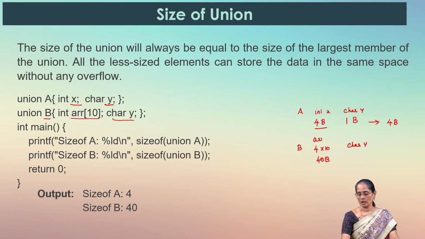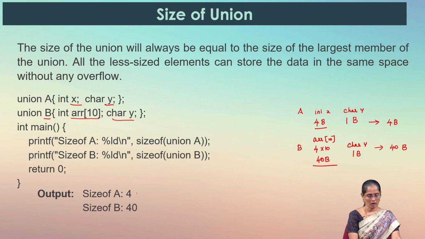So, this is arr of 10, and char y occupies 1 byte. Comparing these two sizes, 40 bytes is the largest size. So, 40 bytes will be the size of union B. We can see that the output of size of A is 4 and size of B is 40. Hope now you have understood the way the memory representation is done.